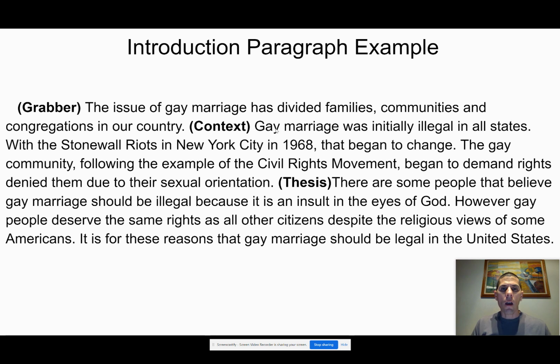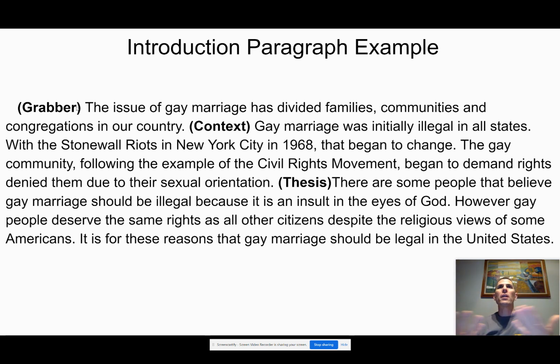Let's start with my context. Gay marriage was illegally. Oh, sorry. Let's start over again. Gay marriage was initially illegal in all states. With the Stonewall riots in New York City in 1968, that began to change. The gay community, following the example of the civil rights movement, began to demand rights denied them due to their sexual orientation. So that's my context.